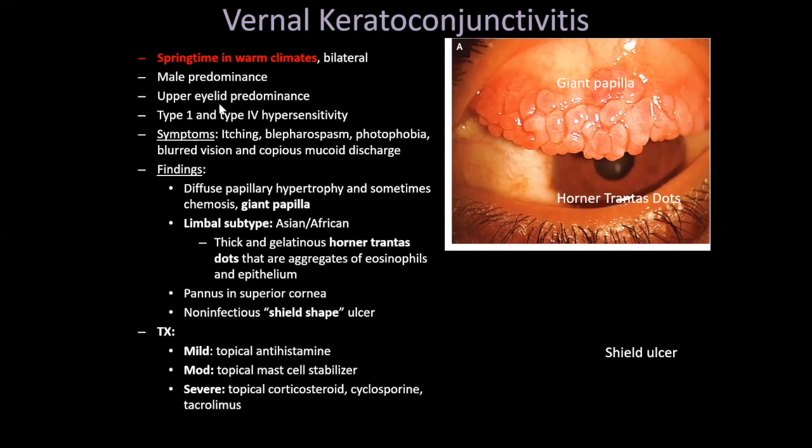So it's quite common in the warm zones of the globe: tropical Africa, tropical Asia. It often presents as a bilateral affectation of the eyes. It has male preponderance, you have involvement of the upper lid tarsal conjunctiva. It's underlined by type 1, and some authorities say there is a component of type 4 hypersensitivity reaction as well.